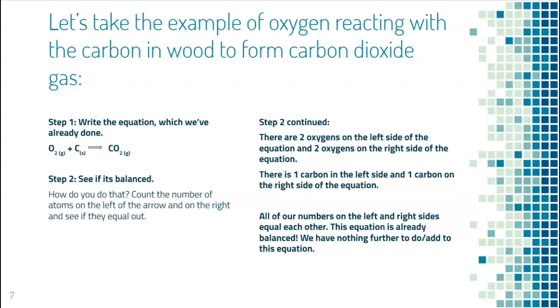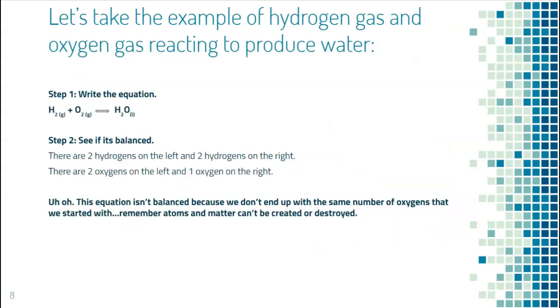Sometimes when you write chemical equations, they are balanced as written. Those are really great ones to get. But sometimes, however, they are not balanced as written. Okay? Here's an example of one. This is a way you can make water: if you take hydrogen gas and oxygen gas and you make water.